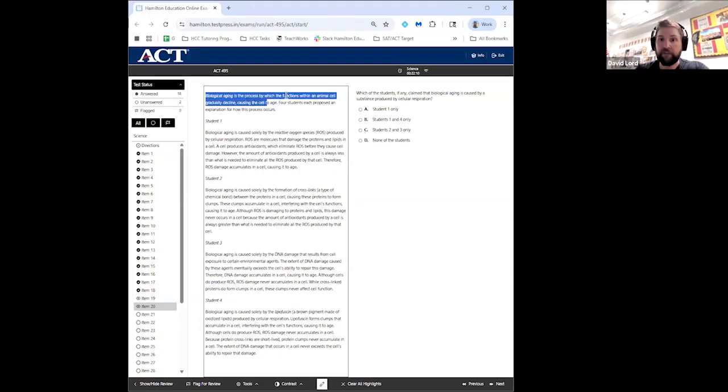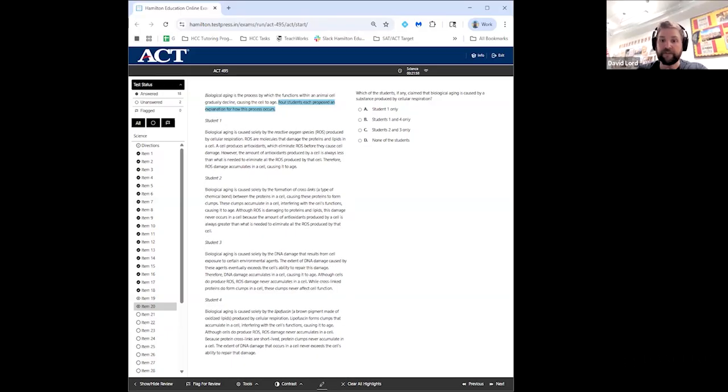So biological aging is the process in which the function of animal cells gradually decline and cause cells to age. For students, there we go. And then it can propose the explanation for why that occurs. All right, so we're looking for reasoning why we age, basically. Let's make some notes down.